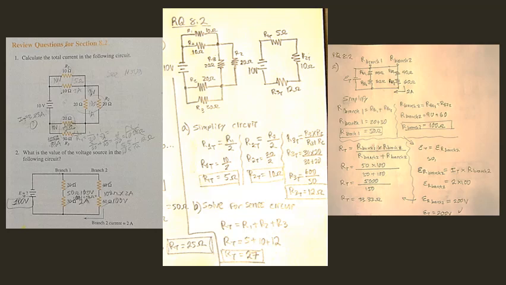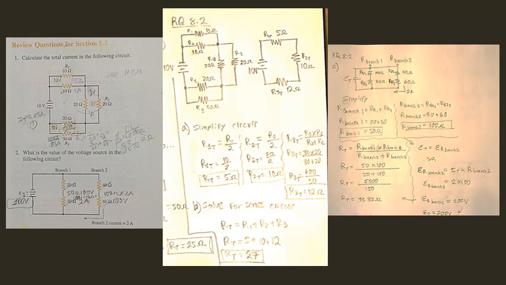Review questions for section 8.2. 1. Calculate the total current in the following circuit. So what we want to find is the total current. For that, we simplify the circuit from what you see in the middle of your screen. On the left, you have your circuit redrawn for clarity, and on the right you have the same circuit simplified.